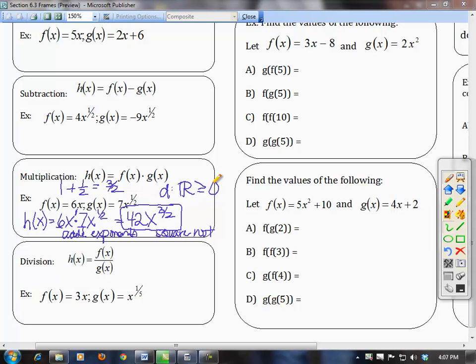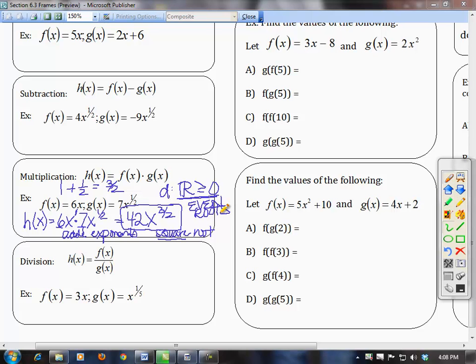One thing to keep in mind, you will notice it's a square root. This domain stays for all even roots. So it could be a square root, it could be a 4th root, it could be a 6th root. When the denominator of your exponent is even, then your domain will be all reals greater than or equal to 0. Okay, so keep that in mind.